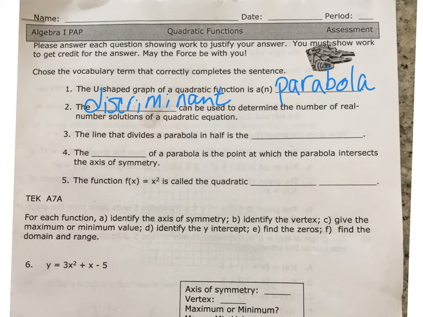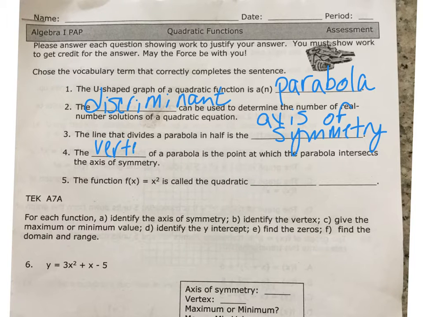The line that divides a parabola in half is the axis of symmetry. The vertex of a parabola is where the parabola intersects the axis of symmetry. That's your maximum or your minimum point. The function f of x equals x squared is called the quadratic parent function. Okay, so those are worth 20 points each because there's 5 of them.